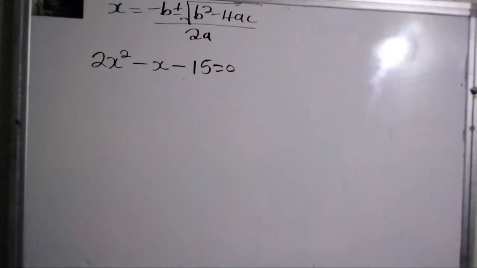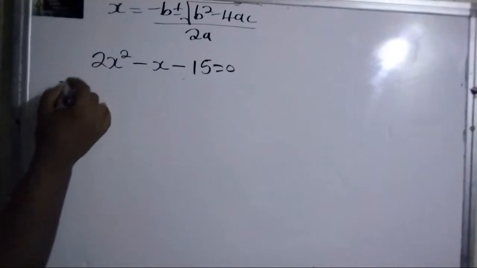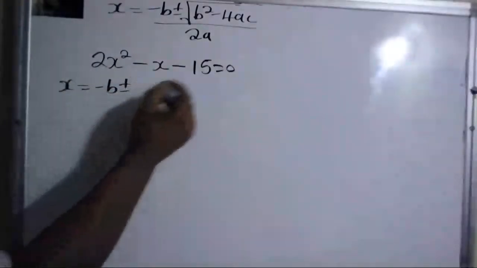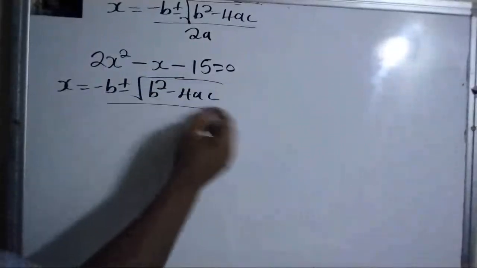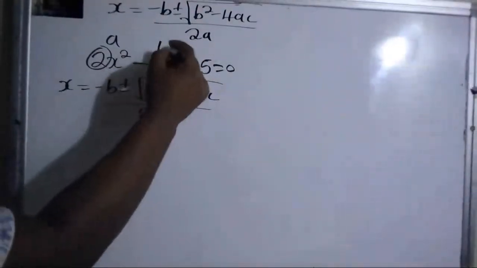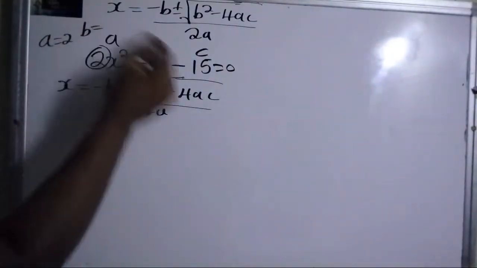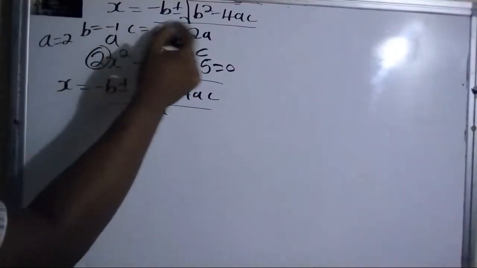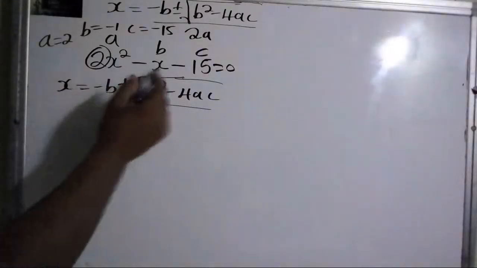Alright, so let us rewrite the formula that we're going to put these in. So we have x equals minus b plus or minus the square root of b squared minus 4ac, all divided by 2a. Let's put the values. So this is a, this is b, this is c. So a is equal to 2, b is equal to negative 1, and c is equal to negative 15. Remember, it's the coefficient we're taking, alright? So it's the number in front of x.